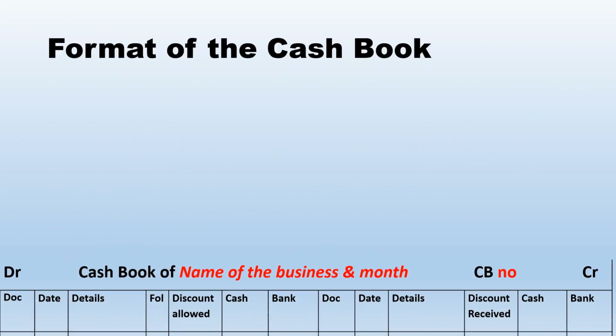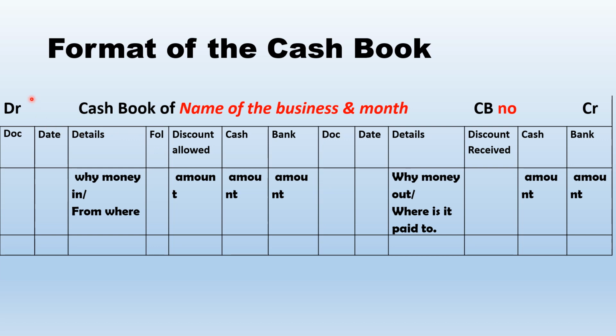So we have now the format of a cash book. A cash book looks like this. It has a debit side and a credit side. On top you write the cash book of and then the name of the business of that cash book, and the month, because every month has its own cash book. A business draws up a cash book for each and every month, so the name of the business and the month.